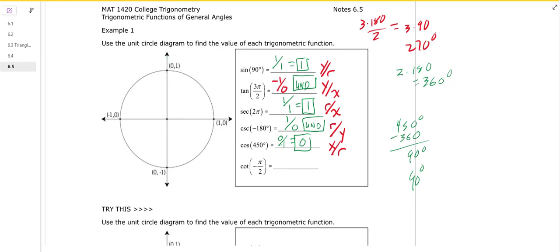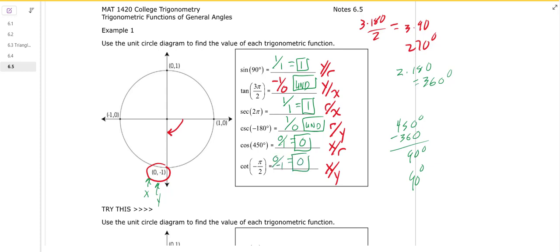Okay, and then one last one. Let's look at a cotangent. Cotangent's definition is x over y. Pi over 2 is 90 degrees, so you would be clockwise because this is a negative angle. So that would put you at this particular point. And in this case, you get x is 0, y is -1. So you would do 0 over -1 to get 0.